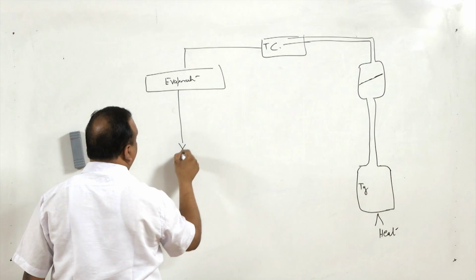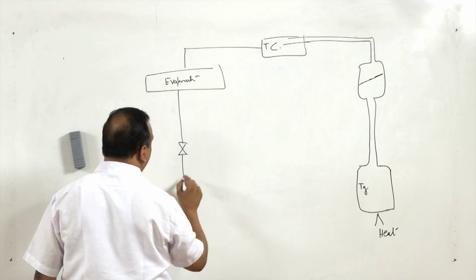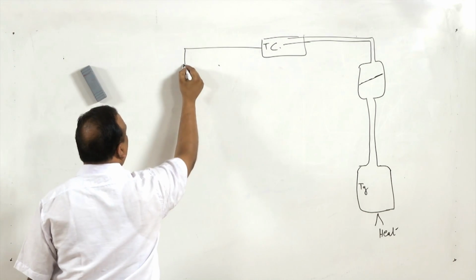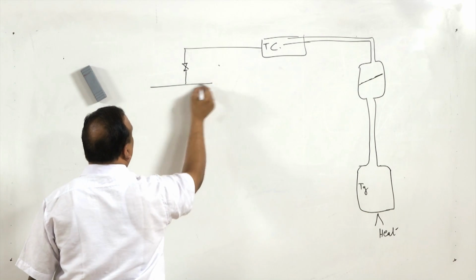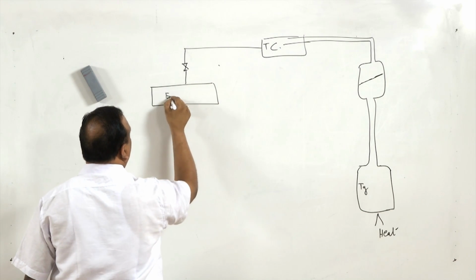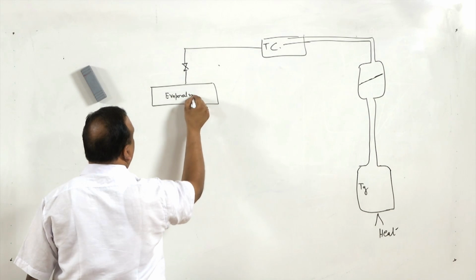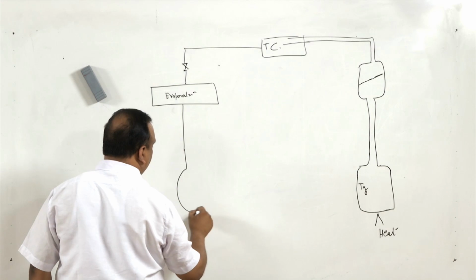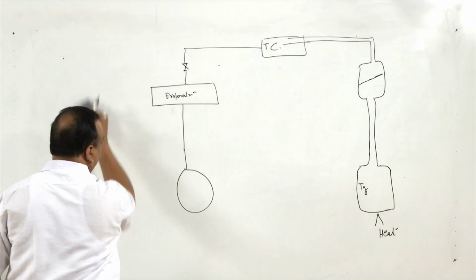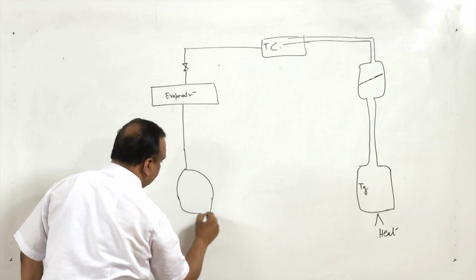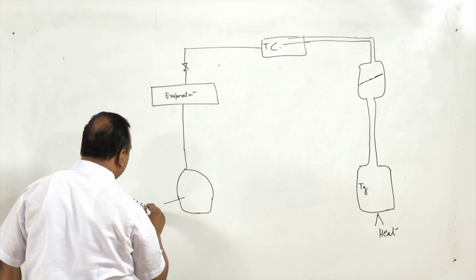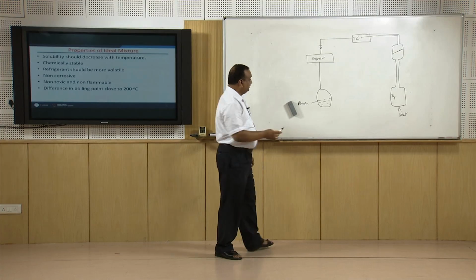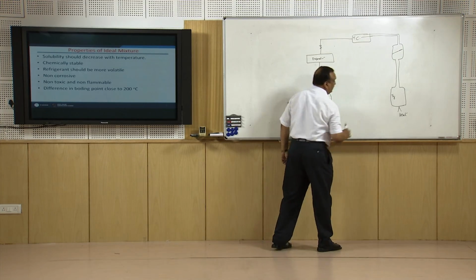And expansion takes place before the evaporator. So, expansion takes place here, and then it goes to the evaporator, and from the evaporator it goes to the absorber. And this is the absorber. The system is not complete yet. Now, this absorber is not connected to the generator here.